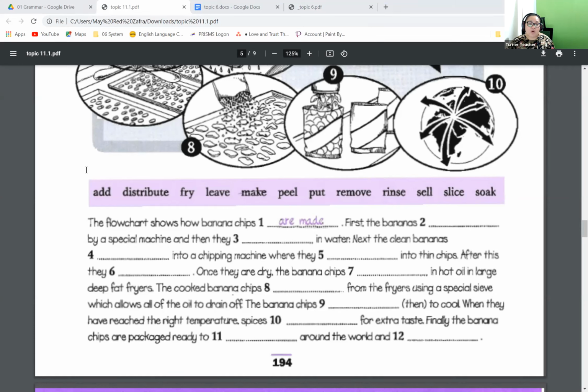So Miss Andrea, what is the past participle for add? I think add. No, don't know. Add. Added. Added. Yes, beautiful. Good. Okay, Babik, past participle for distribute. Distributed. Yes, distributed. Nushad, past participle for fry.